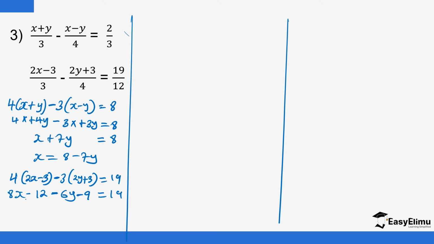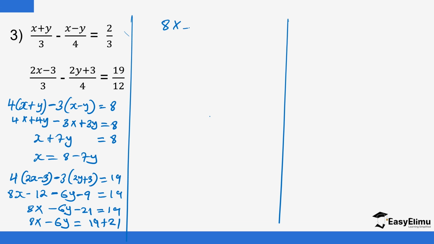So collecting the like terms, so we have 8x, minus 12 minus 9 is minus 21. So I have minus 6y first, then minus 21 is equals to 19. So 21 will go to the other side. So 8x minus 6y is equals to 19 plus 21, which is 40.